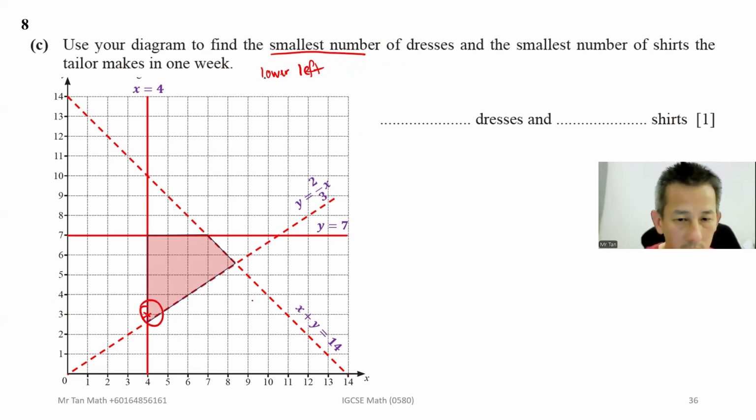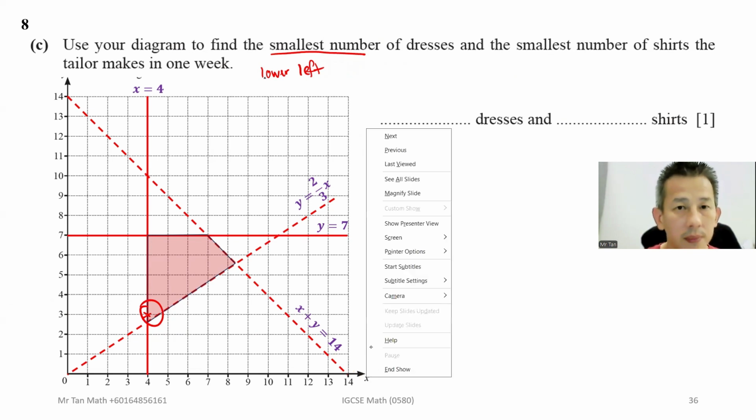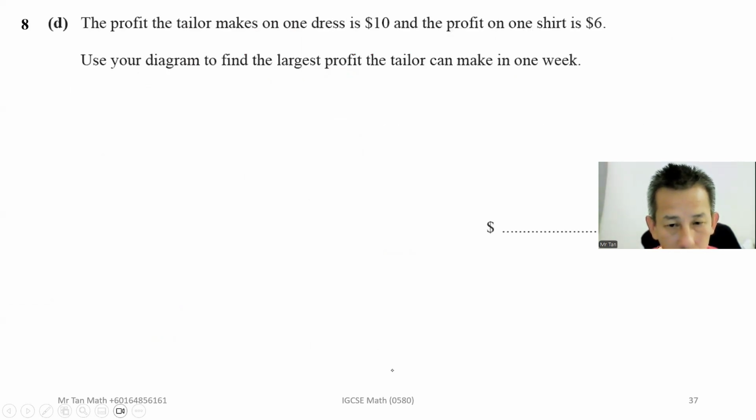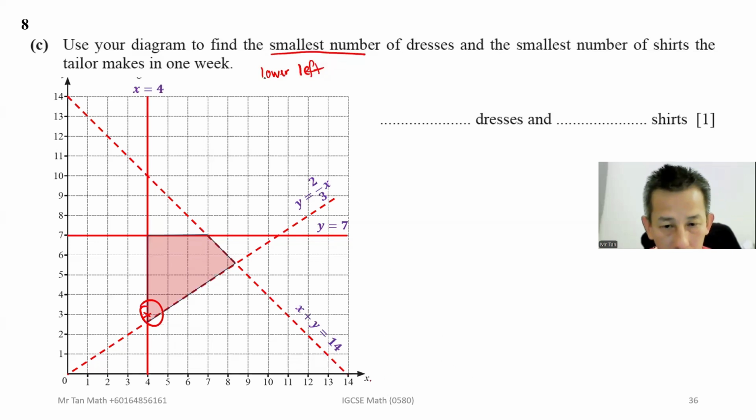This is smallest. So X will be the dress. X is the dress. So X is 4. Y will be the shirt. So it is 3 and 4.